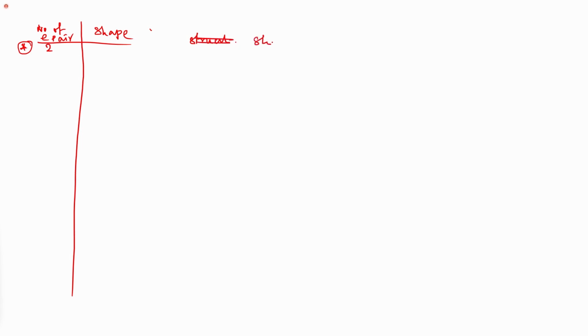When the lone pair, this is the number of electron pair, and this is the shape, and this is the geometry, shape or geometry. Okay, so first, the 2 is linear. So linear means it will be like that. The angle will be 180 degree.